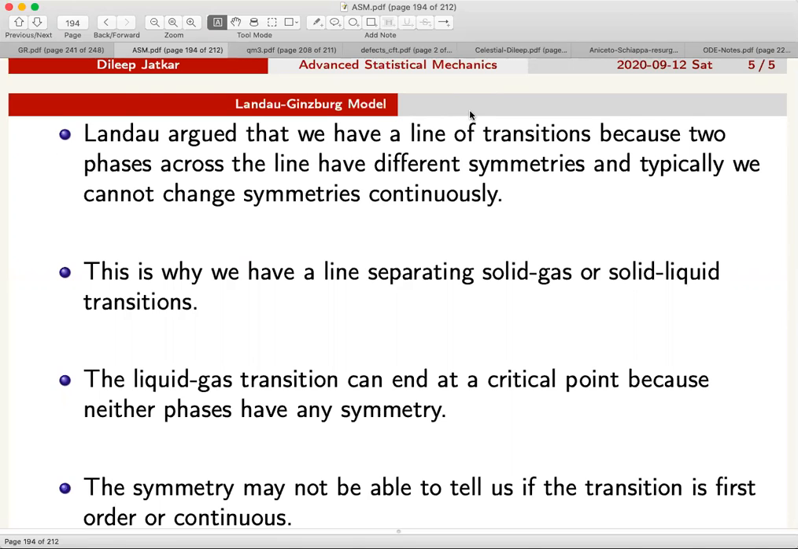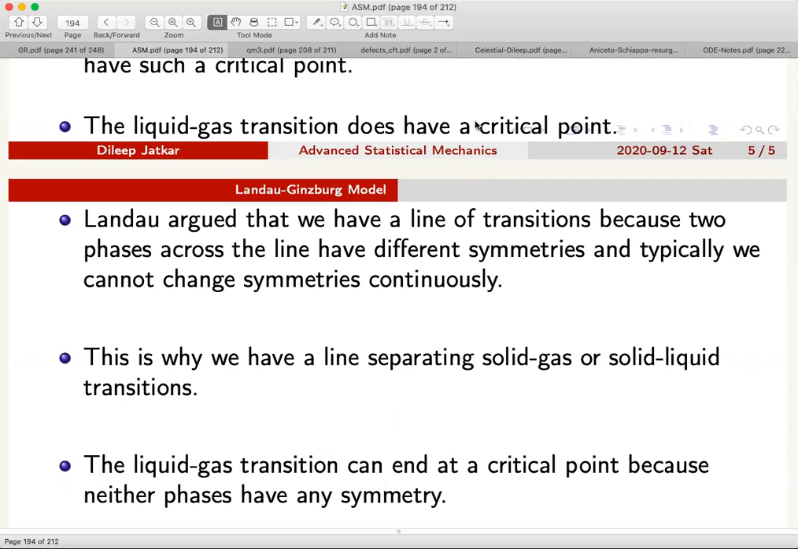So in the last class, we started the discussion of the Landau-Ginzburg model, although actually we did not start the Landau-Ginzburg model, but prepared the background for it. And one of the things that we were looking at was the liquid gas phase transition, or in fact, the phase diagram of a solid, liquid, and gas system.